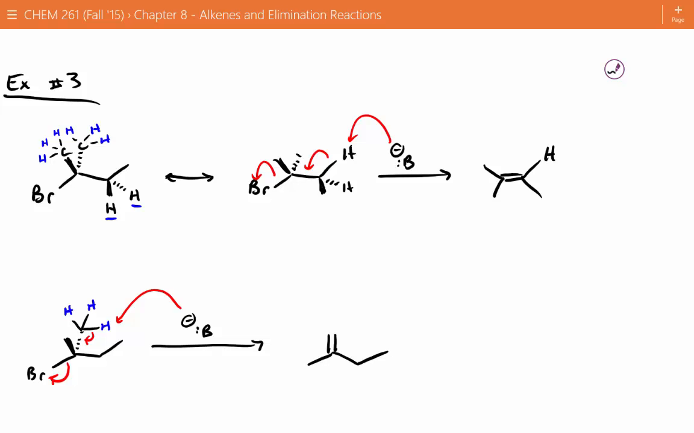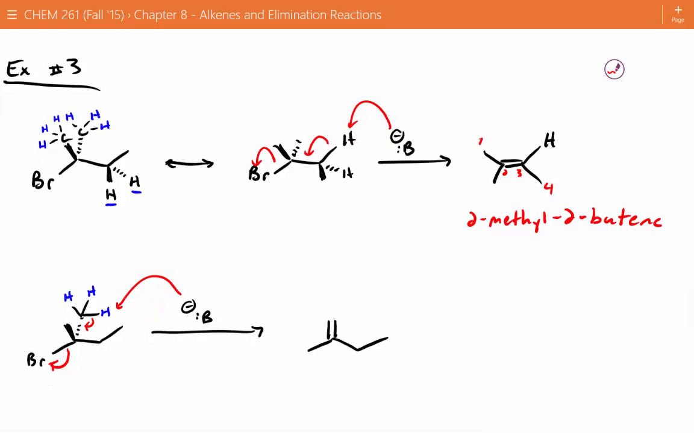Let's try to name these. Let's name the top one. So again, we want a number going from our longest carbon chain containing our double bond. So this would be 2-methyl 2-butene. Or if we did this one, we could say, all right, this could be 1, 2, 3, 4. We could say this could be 2-methyl 1-butene.